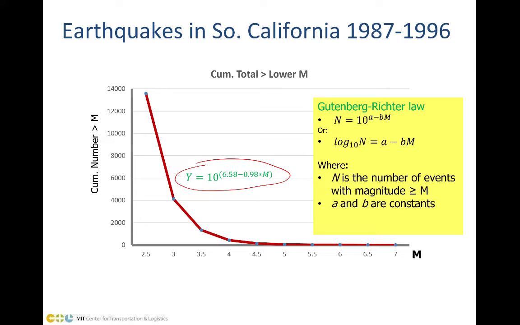So this is basically the Gutenberg-Richter law. The number of events with magnitude greater than or equal to m is 10 raised to the power of a minus b times m, for some general a and b constants. In this equation, a is somewhat less important, it is a scaling constant. b is the important constant because it is related to the magnitude. That's the important constant here.